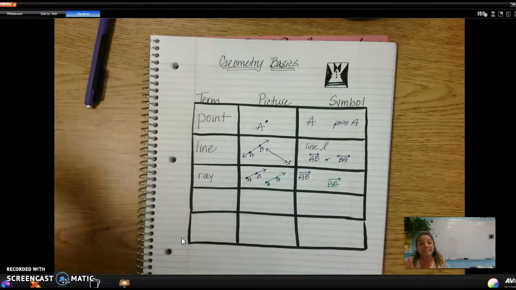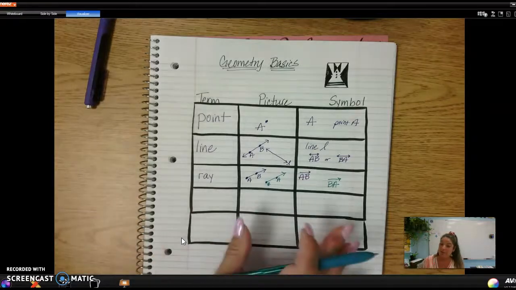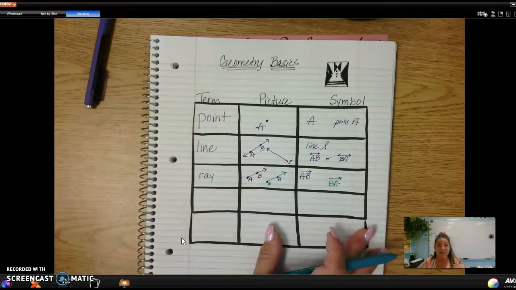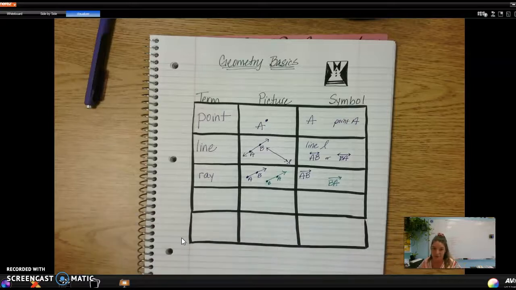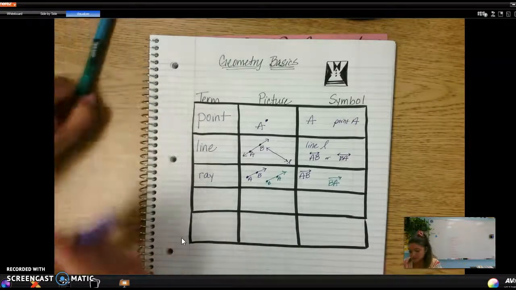So there definitely is, in part of our writing and in part of our talking about it, that formality, and you have to make sure that you write those in the correct order. Okay? All right, so let's see.